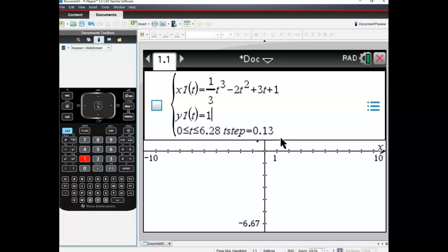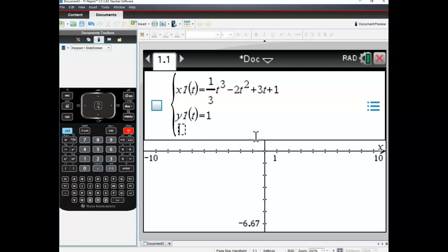And again, I need to change my t here. My directions tell me to use a window for t from 0 to 6. And we're going to make the t step 0.1. And there's a reason why.